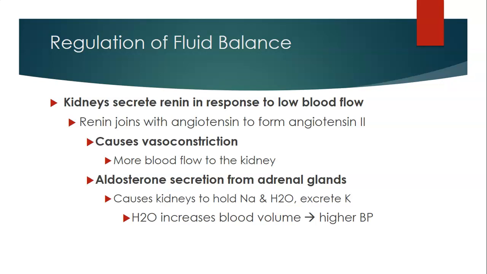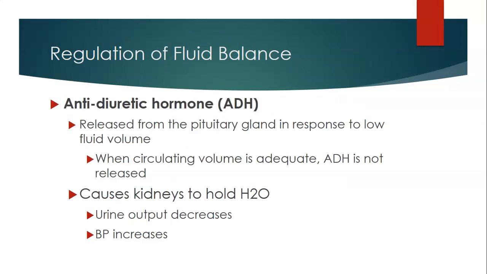So this angiotensin II causes peripheral vasoconstriction, which results in more blood flow to the kidney. Angiotensin II also causes the release of aldosterone, again, should be another familiar term, from the adrenal glands, and this causes the kidneys to retain sodium and water and excrete potassium. This ultimately increases blood volume and increases blood pressure. So that is one way that the kidneys regulate not only fluid balance, but blood pressure as well.